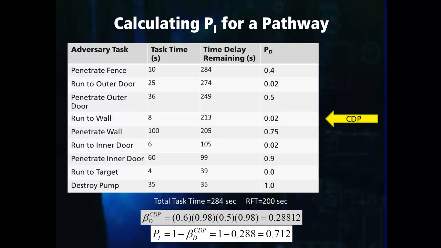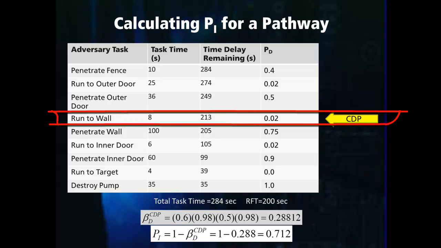If you look at the time delay remaining column, you will notice that after penetrating the wall, only 105 seconds remain in the adversary's attack path. This means that if the adversary is not detected before completing this task, the response force will not be able to respond in time to stop him. The last point of timely detection is, therefore, before the adversary reaches the wall.